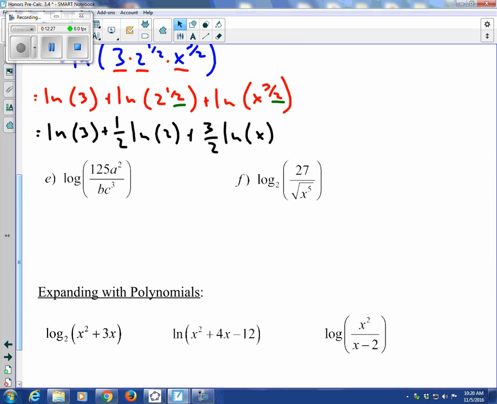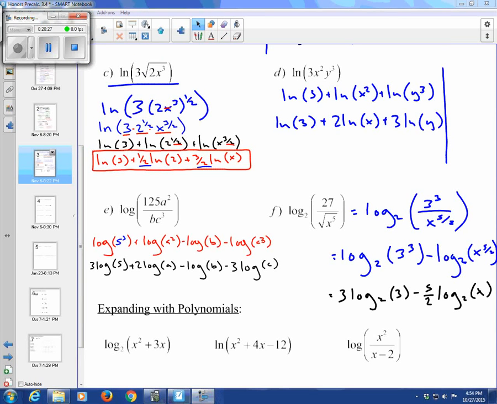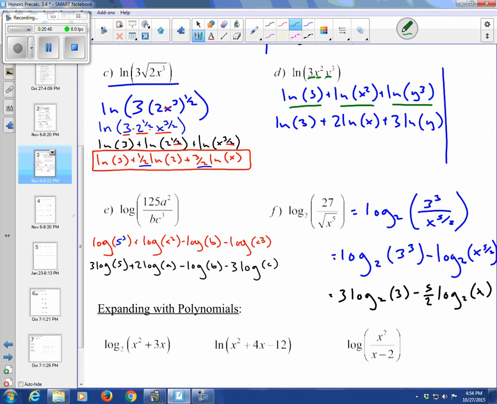Okay. All right, guys, so let's look at the rest of these. Here we've got the common log of 3 times x squared times y cubed. So right here we're looking at 3 things being multiplied in the numerator inside our logarithm, right? So that's going to expand out into 3 positive logs, right?